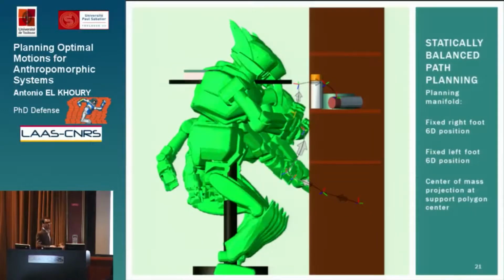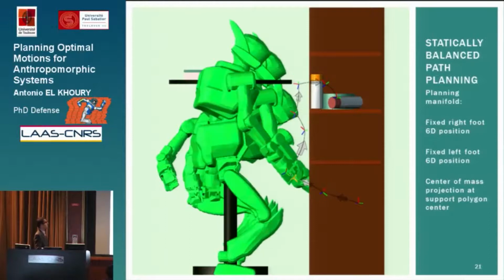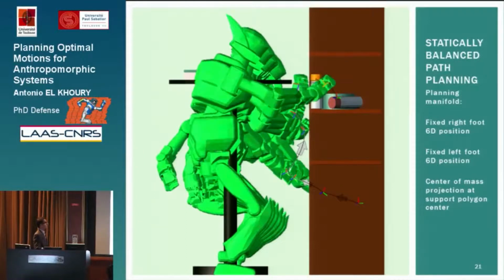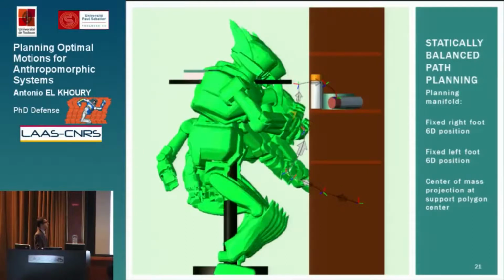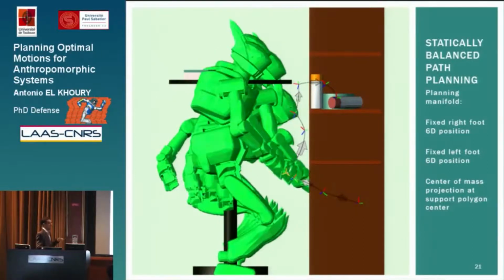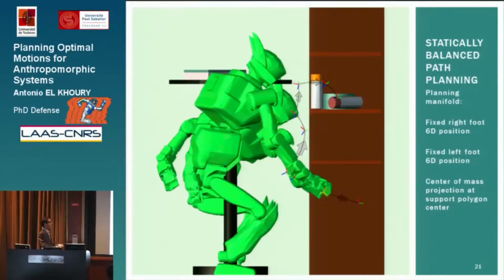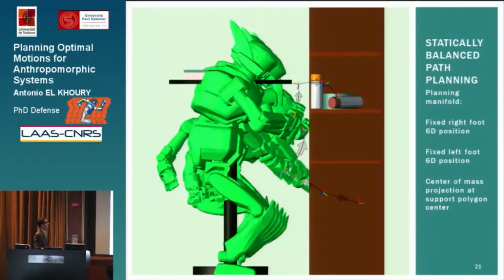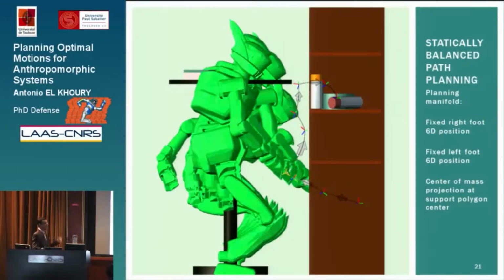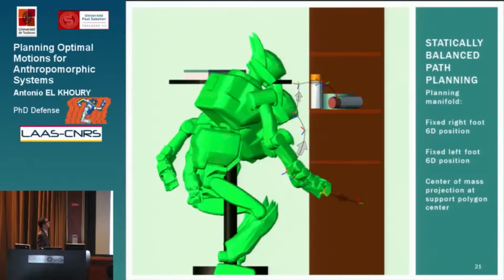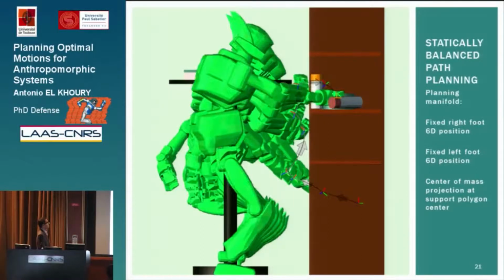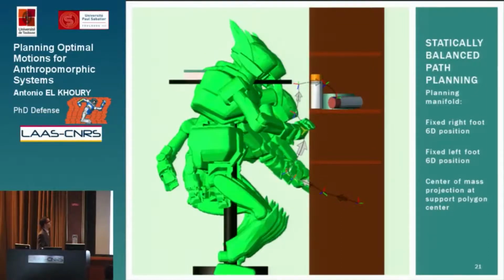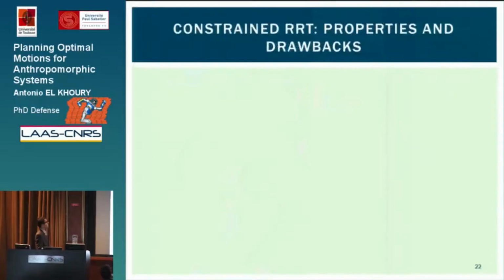So using this constrained RRT, we can, for example, plan statically balanced paths, where we define the planning manifold as the intersection of several manifolds. Here we have a manifold where we constrain the right foot to remain at a fixed 6D position. We also fix the left foot at another position, and we constrain the center of mass vertical projection to be at the center of the support polygon. As you can see here, we can plan a continuous path, where we have different sets of milestones from the lower shelf to the upper shelf.